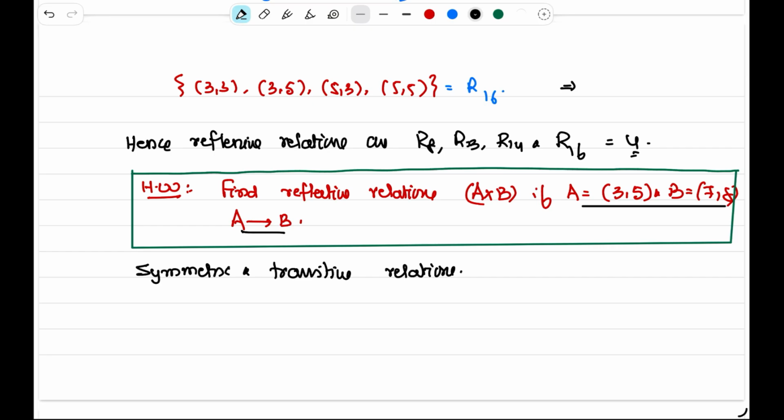This functions and relations is a very, very important topic and it's a backbone for mathematics. And we will be moving forward to other mathematics parts. Once you understand clearly about functions and relations, we will move to calculus, trigonometric functions, other parts of mathematics.